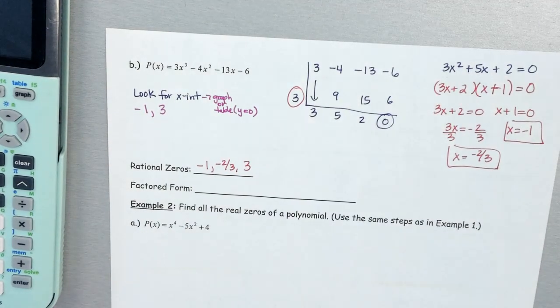Those are your zeros. How do you know that there should be 3 zeros in this case? Yeah, the same as the degree, okay?